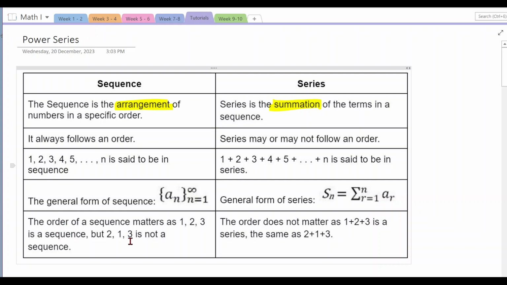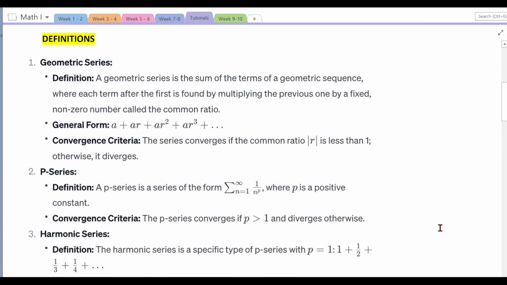And then lastly, the order of a sequence is important. 1, 2, 3, 4, 5 is a sequence. However, 2, 1, 3 is not a sequence. Whereas the order does not matter in a series. It can be 1 plus 2 plus 3, and it is the same as 2 plus 1 plus 3. So that's the difference.